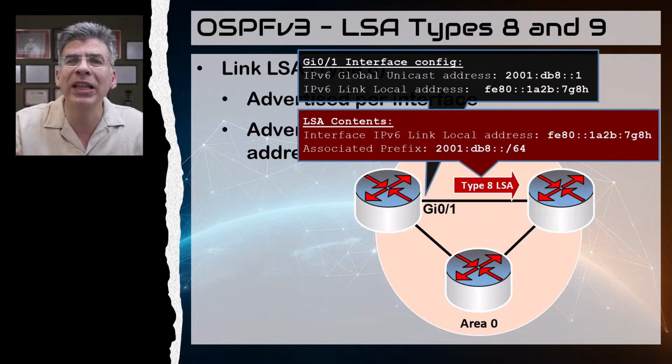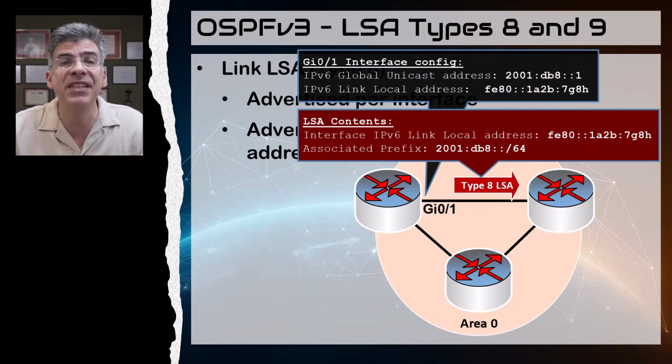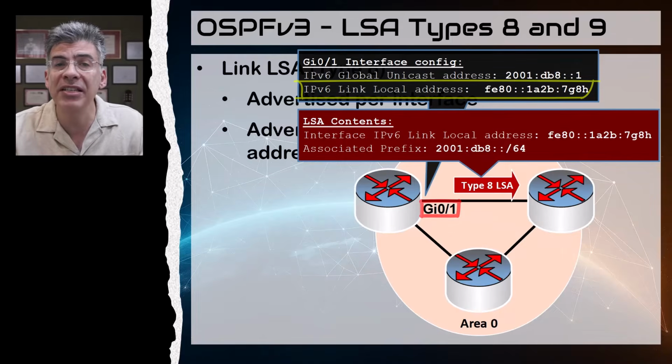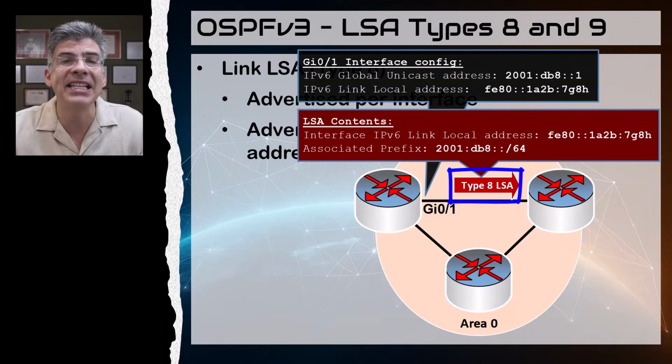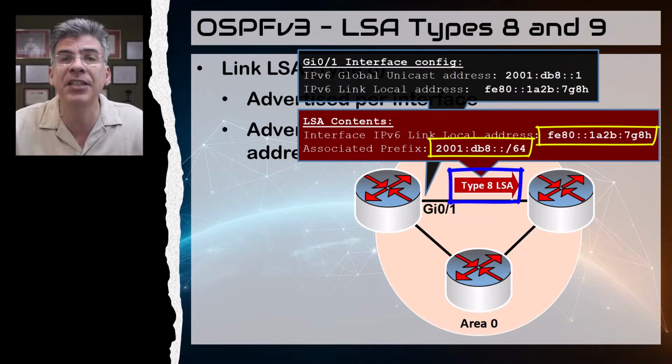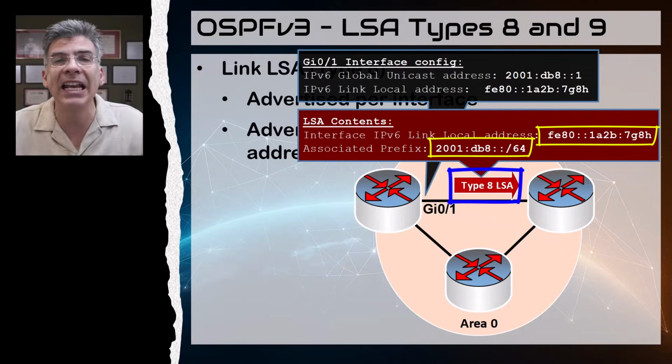If you're not sure what link local addresses are in IPv6, I suggest you do a bit of research and read up on it. It's worth it at this point. As you can see here, the Gigabit Ethernet 0/1 interface is configured with a link local address. By default, OSPF version 3 uses this address to create the neighbor adjacency. So the Type 8 LSA is sent on this link, and it contains the link local address, as well as the global unicast IPv6 prefix associated with that interface, assuming that it is configured on that interface.